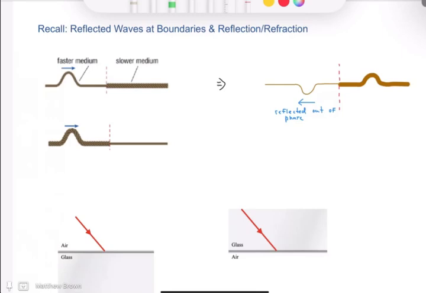So this is just a drawing of what you get. In the first case, you have a wave in a faster medium. It gets to the boundary here between the slower medium and the faster medium. So it gets reflected out of phase, as we say, but there's also a partially transmitted wave. I can show you the first part here.